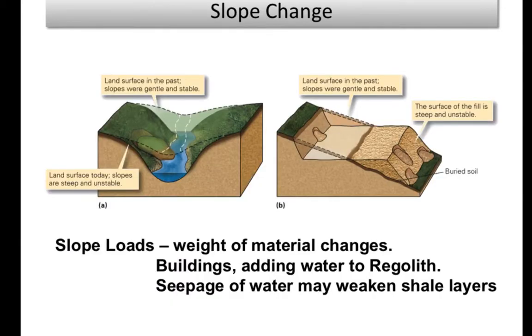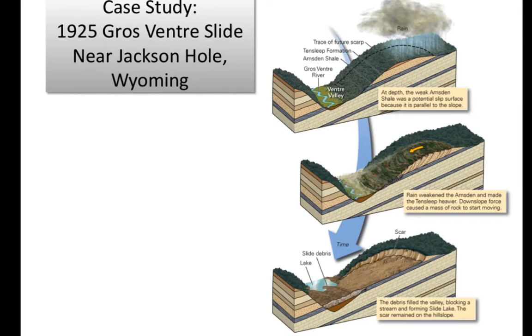How can we change slopes? Well, maybe if we terrace a slope here, so we have an otherwise gradual slope here, but now we want to put a road here, we make an oversteepened slope here, which can result in failure. If we add buildings, excess irrigation, that can add weight to the regolith here on the surface, which can lead to slumping as well.